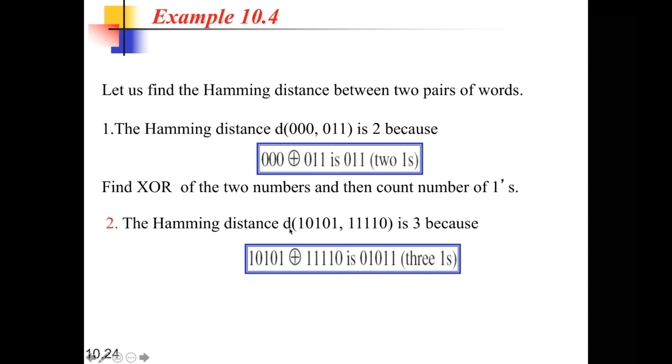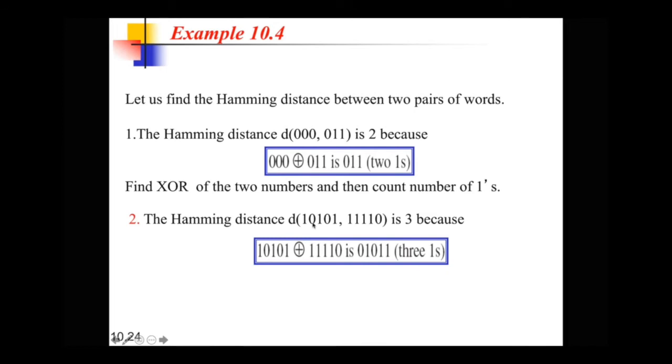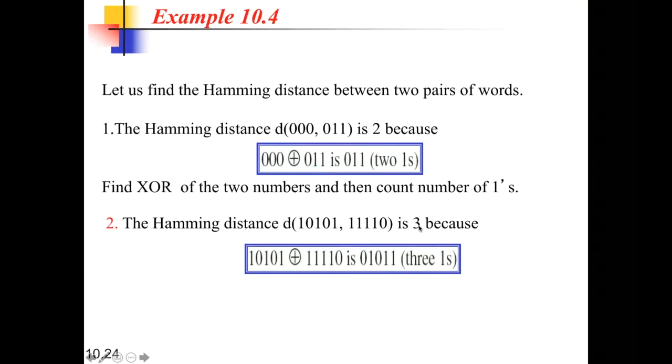Example number 2. Find the Hamming distance between these two words, 10101 and 00110. Okay, how many bits are different here? Yes, 3 bits are different, mashallah. So the Hamming distance is 3. You can look at it bitwise, one by one. First bit same, second bit different, then the next bit same, next bit different, next bit different. So 3 bits are different, the Hamming distance is 3.